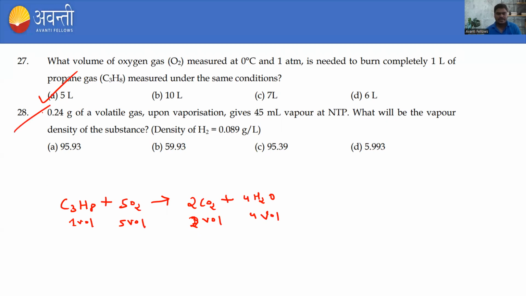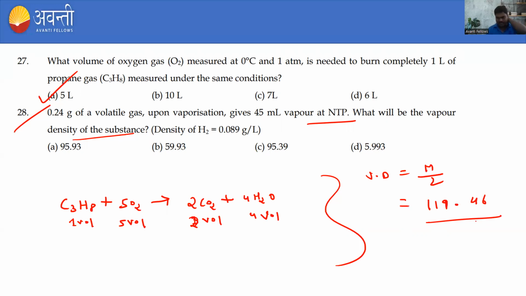Now, question number 28. 0.24 gram of a volatile substance upon vaporization gives 45 ml of vapor at STP. What will be the vapor density of the substance? We know that this is a very simple question. Vapor density is nothing but the molecular weight upon 2. This is a relation we all know. So the molecular mass is like 119.46, divided by 2, this comes out to be 59.73.